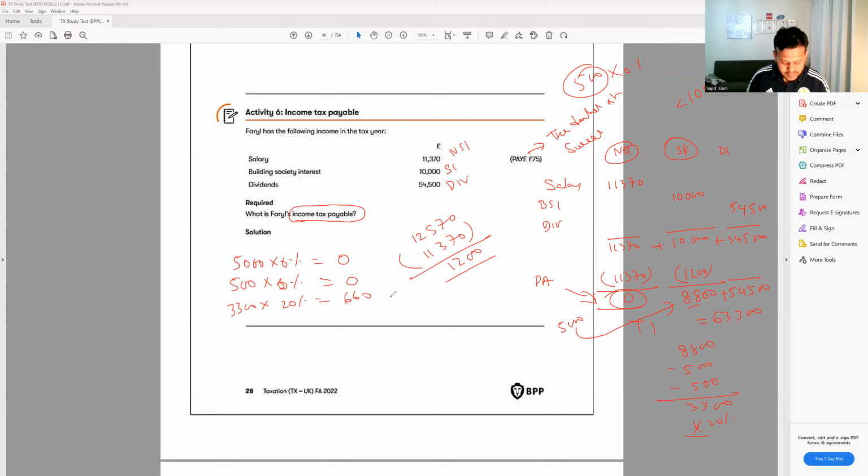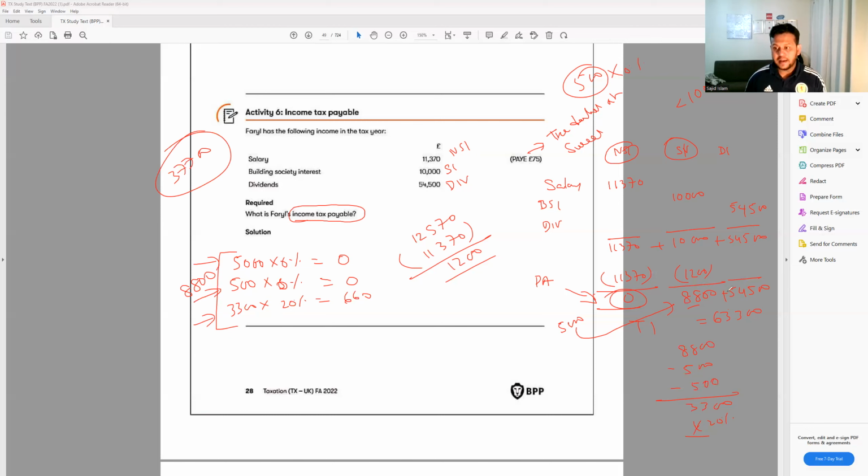So this is my savings finished. If I add all of these three, that will give me exactly 8,800. So 5,000 is free, another 500 is the allowance, and the remaining 3,300 I'm paying at the basic rate. The basic band is 37,700, remember that. So from 37,700, I have used 8,800 so far.